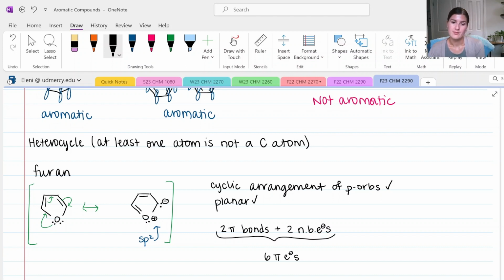We know from our benzene example that having 6 pi electrons aligns with Huckel's rule, where that is 4n plus 2, where n is equal to 1. So we have the right number of pi electrons. So here we have an aromatic compound.